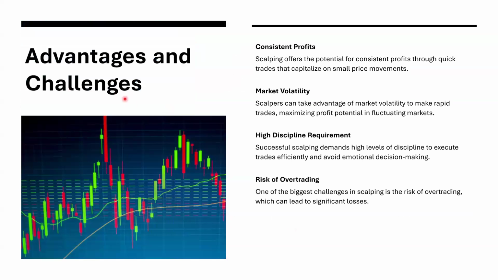So what are the advantages and challenges? Consistent profits. Scalping offers the potential for consistent profit through quick trades that capitalize on small price movements. As has been said, there is consistent profit if you do it right. Another advantage is market volatility. Scalpers can take advantage of market volatility to make rapid trades, maximizing profit potential in fluctuating markets. When you have fluctuations in the market, you can quickly capitalize on the volatility and make some money out of it in minutes.